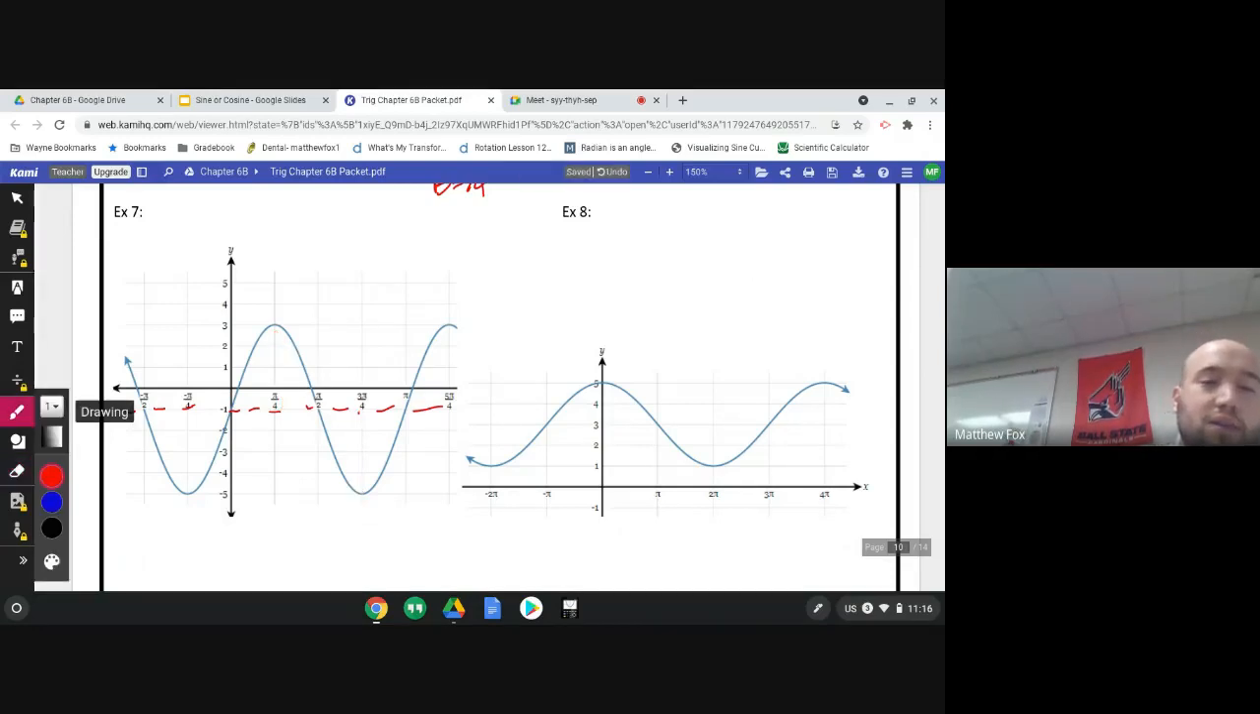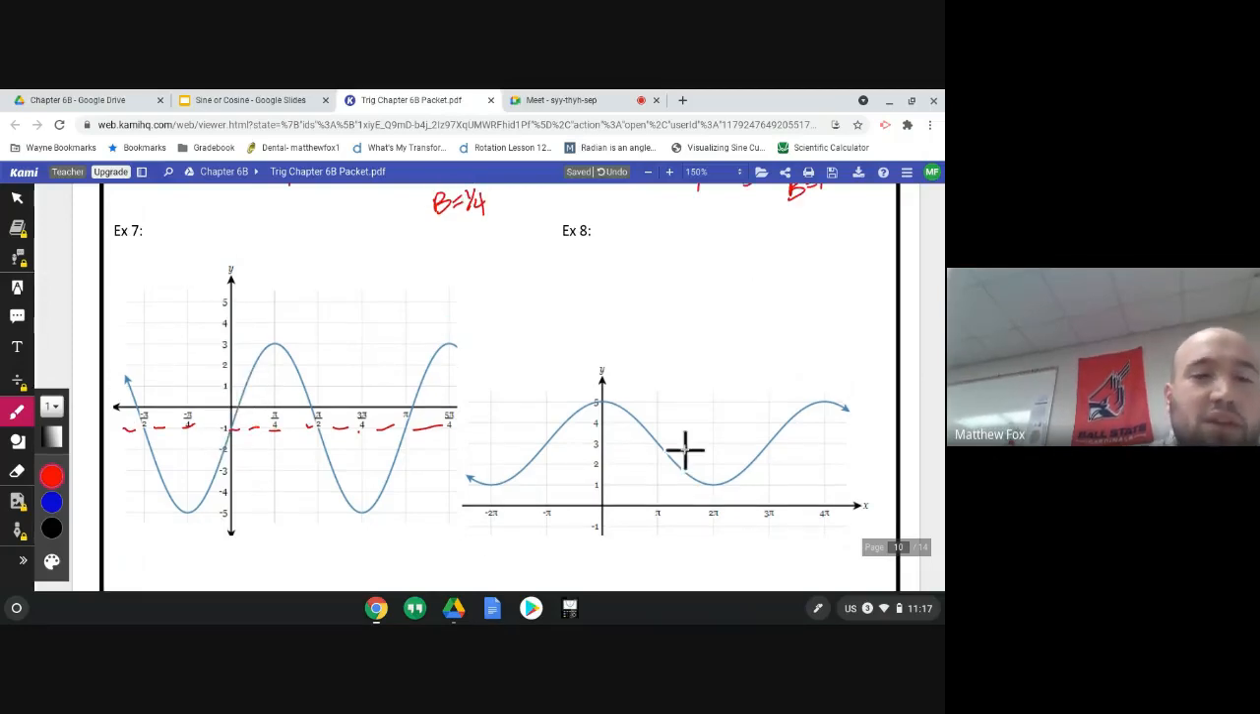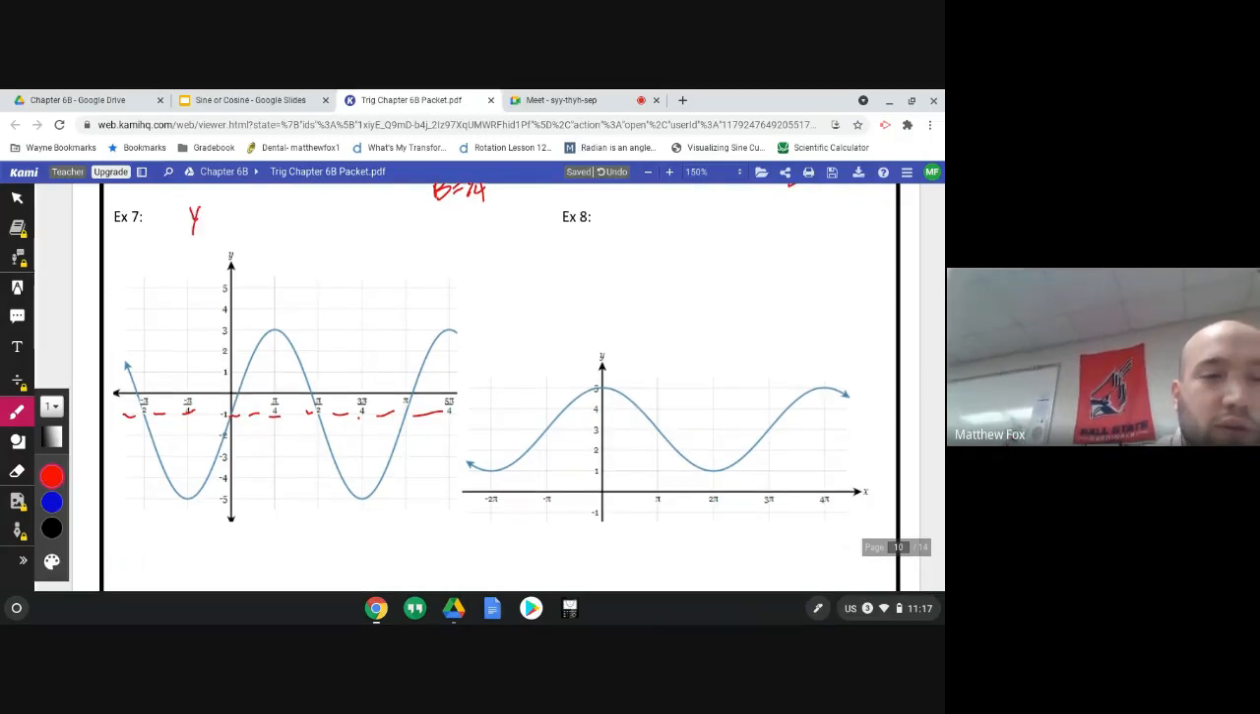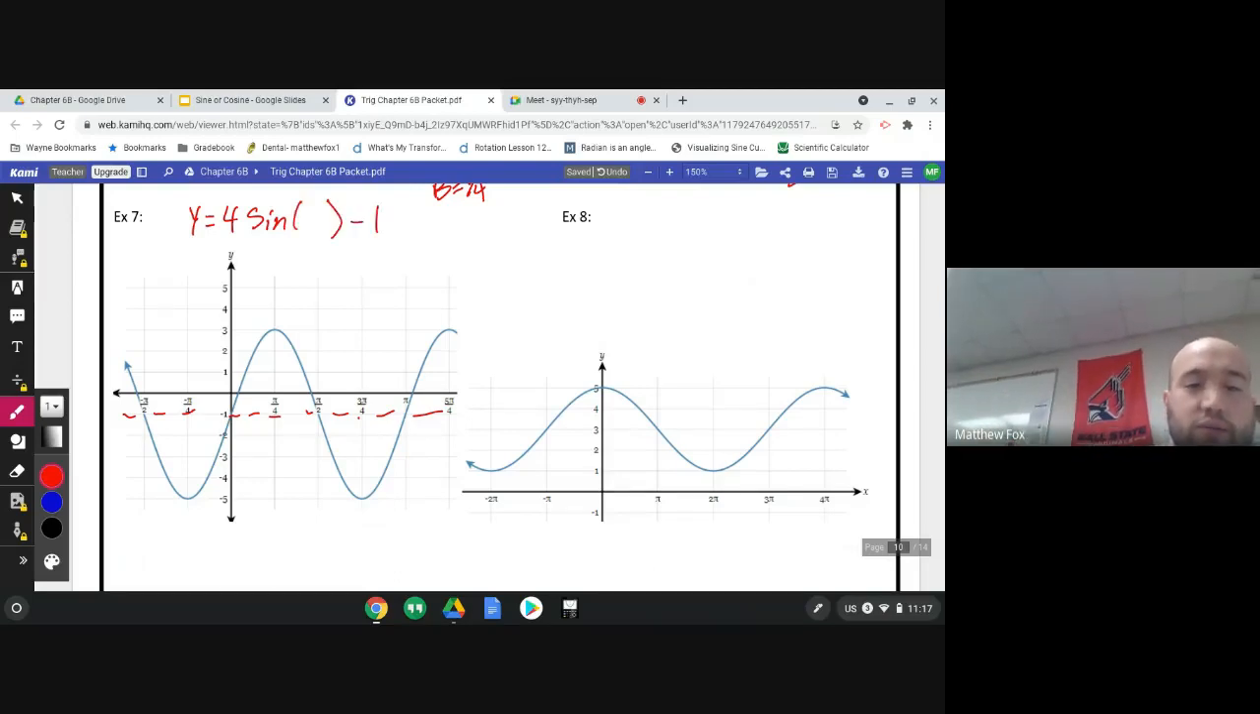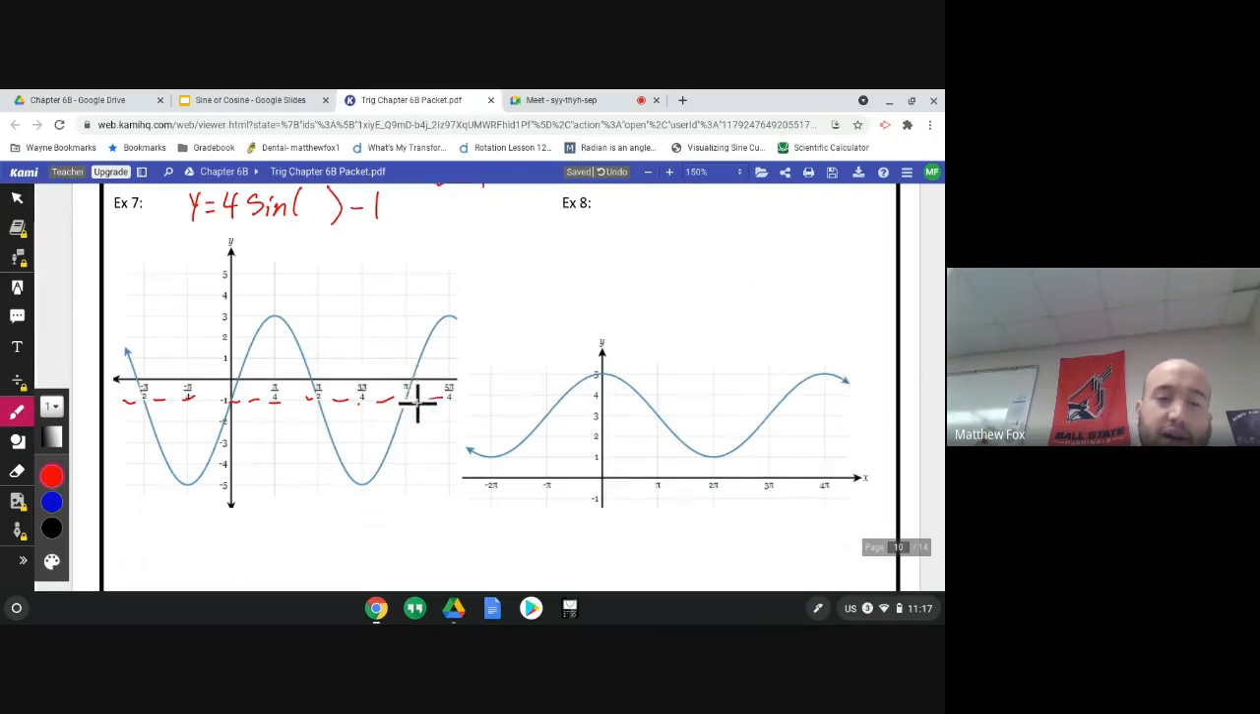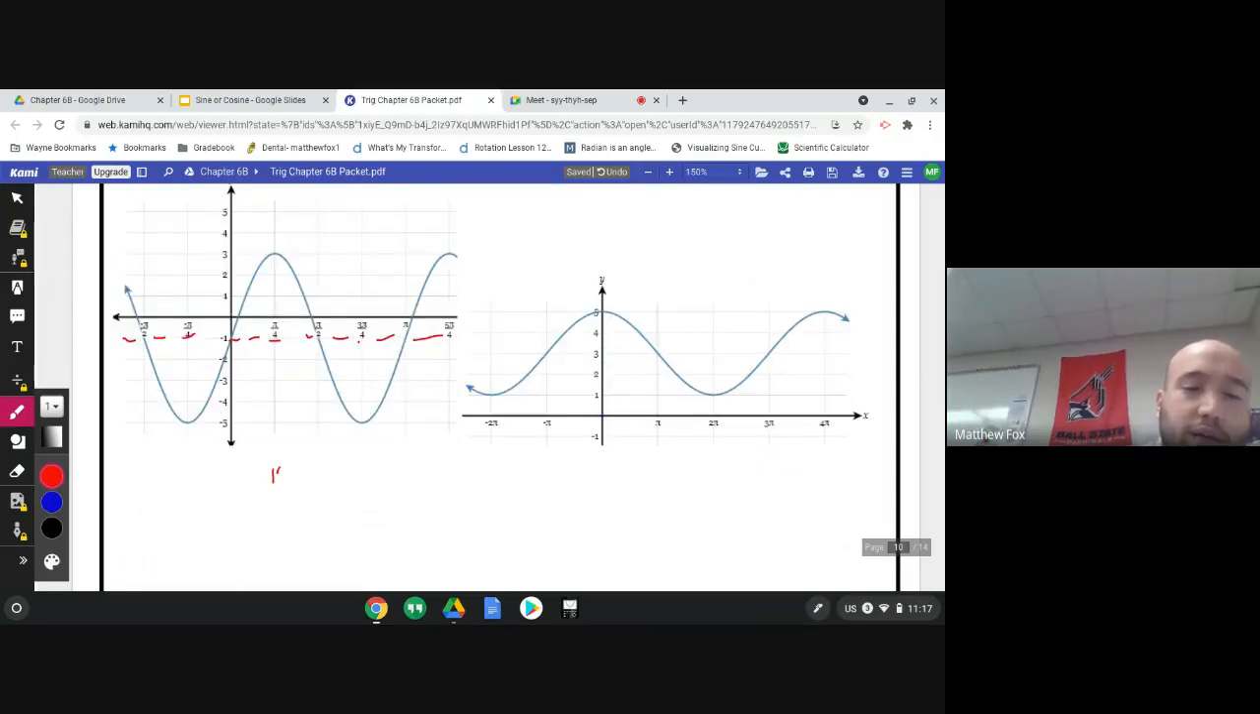Now, we know at the y-axis, it's at the midline, so this will be sine. As we said, the amplitude is 4, so y equals 4 sine. Don't know what goes in there yet. The shift is down 1, so -1. Now we look, our period started at 0, goes up, then down, then up, ends here at pi. So a period of pi.